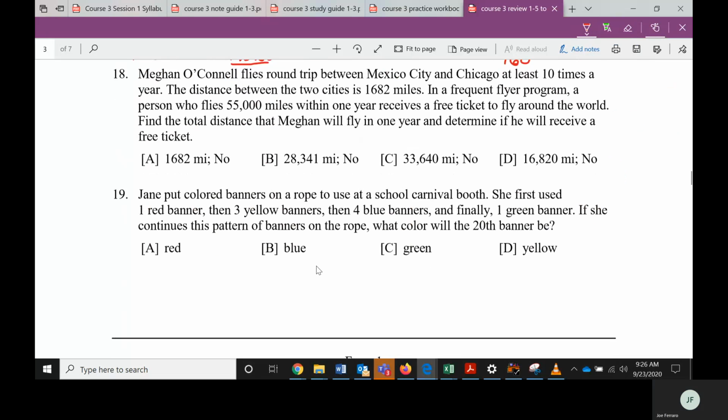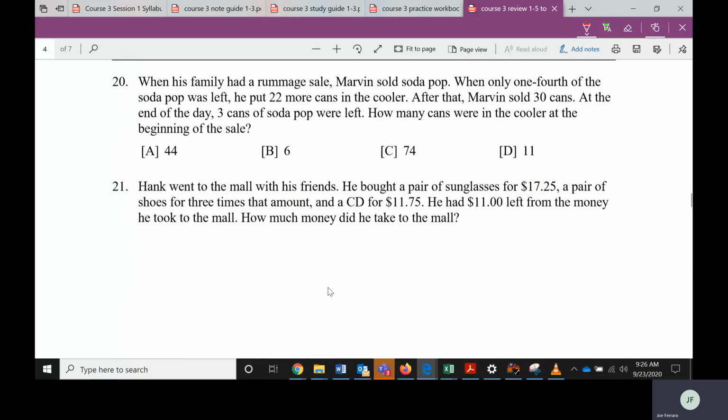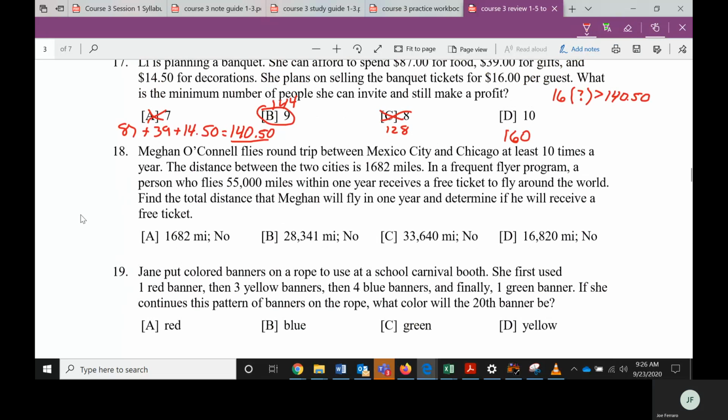Okay. Looks like we have 4 pounds left. Okay.